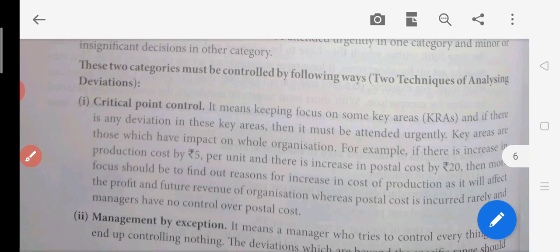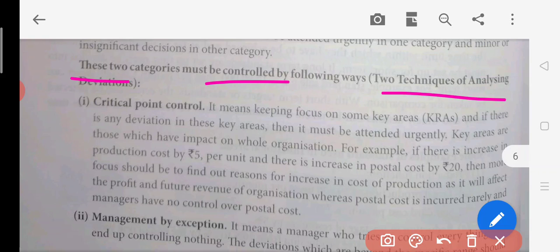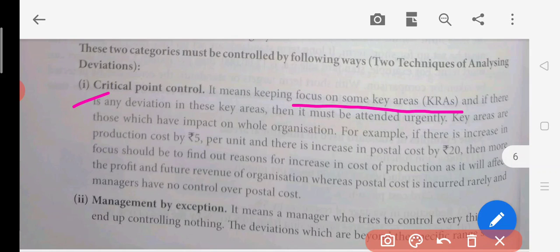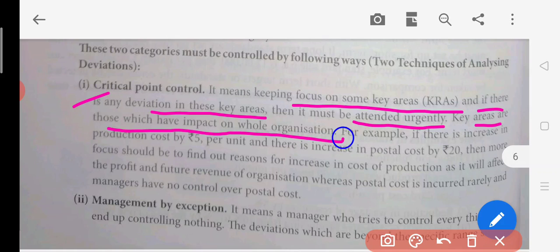Now there are basically two techniques of analyzing deviation which you must keep an eye on. The first one is critical point control. It means keeping focus on some KRA, key result areas, and if there is any deviation in key areas, then it must be attended to urgently. Key areas are those which have an impact on the whole organization. A key result area is the parameter where the performance should be checked very strictly, because the whole organization's success depends upon it.